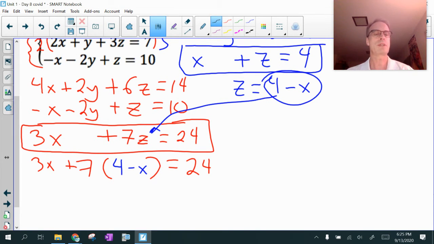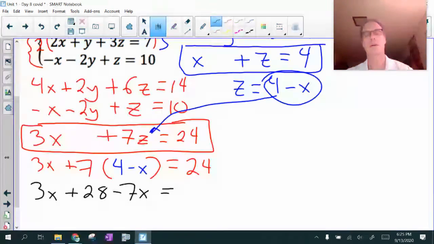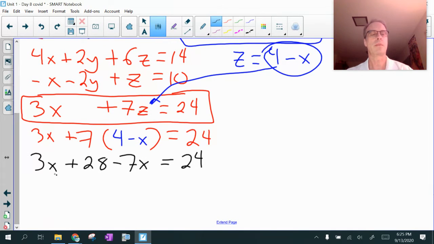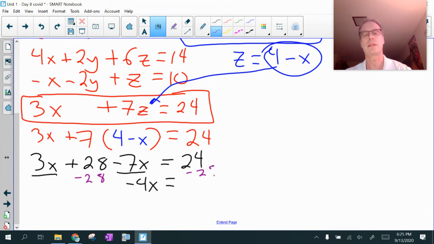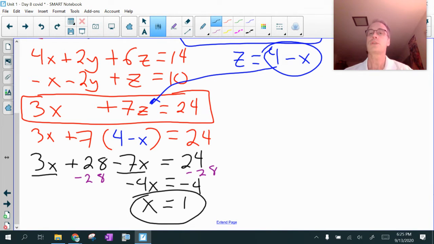And from this point, it's just going to be a matter of a little bit of algebra. And again, if you need to stop and replay this, feel free. Let's see, 7 times 4 is 28, and 7 times negative x, so negative 7x equals 24. And so let me see what I can do now. I can combine 3x and negative 7x to give me a negative 4x. And then I need to subtract 28 from both sides so I can get things together there. So I'm now looking at a negative 4 there. That looks pretty nice. I'm looking at an x value of 1. So far, so good.